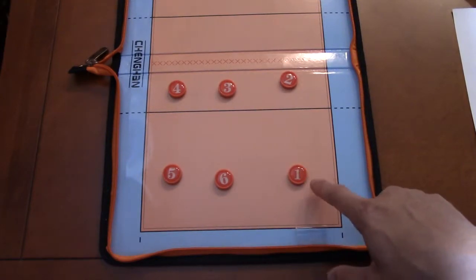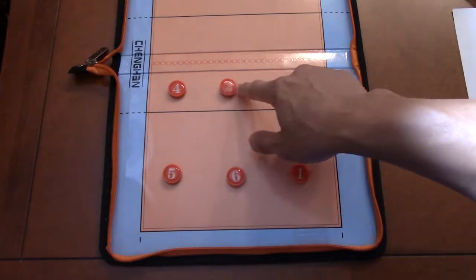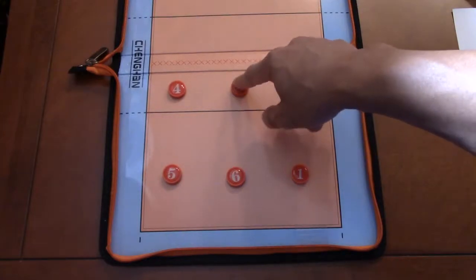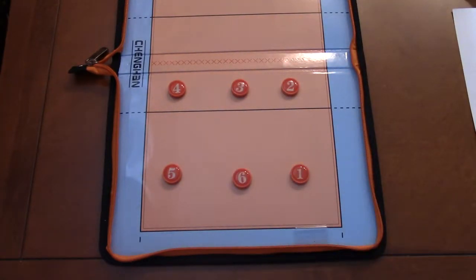And then the final rule is that the right side players need to be closer to the right sideline than their middle players. So what that means is player 2 needs to be closer to the right sideline than player 3, and player 1 needs to be closer to the right sideline than player 6. And those are the three rules.